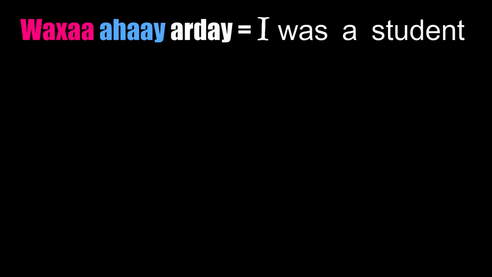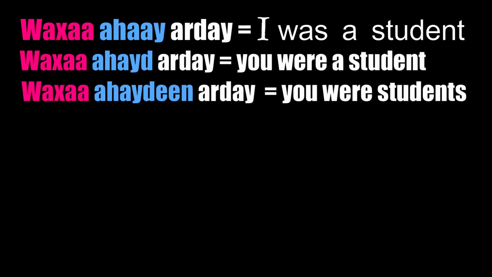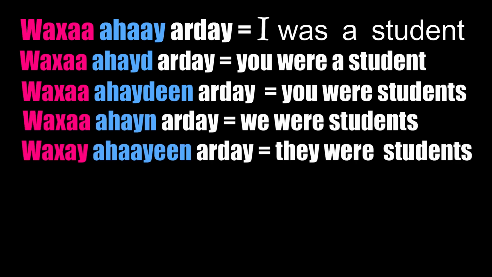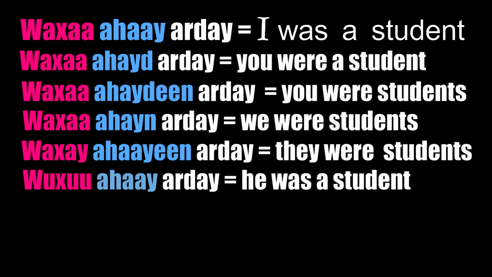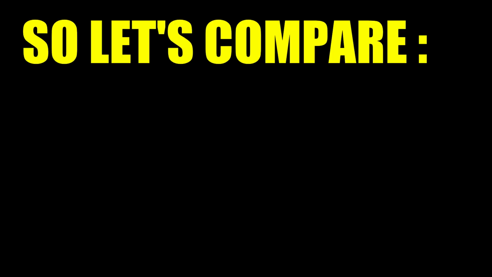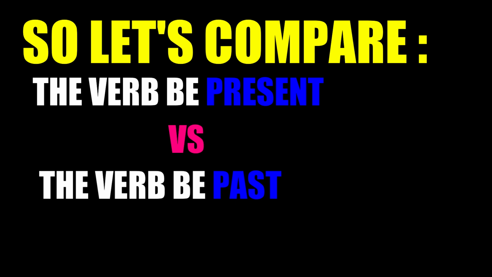Waxa ahay arday. Waxa ahayd arday. Waxa ahaydeen arday. Waxa ahayn arday. Waxay ahaayeen arday. Wuxuu ahay arday. Waxay ahayd ardayad. Now let's compare the verb be present versus verb be past.